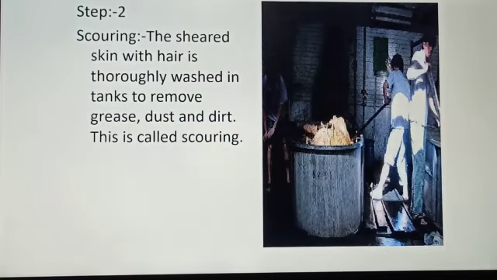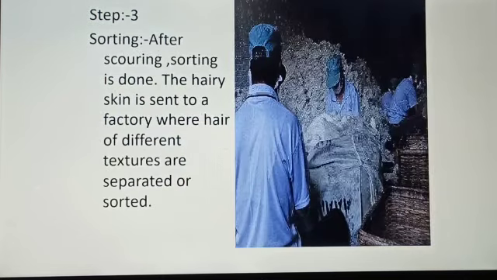In second step, scouring, the sheared skin with hair is thoroughly washed in tanks to remove grease, dust and dirt. This is called scouring. In the third step, after scouring, the hairy skin is sent to a factory where the hair of different textures are separated or sorted. This step is called sorting.